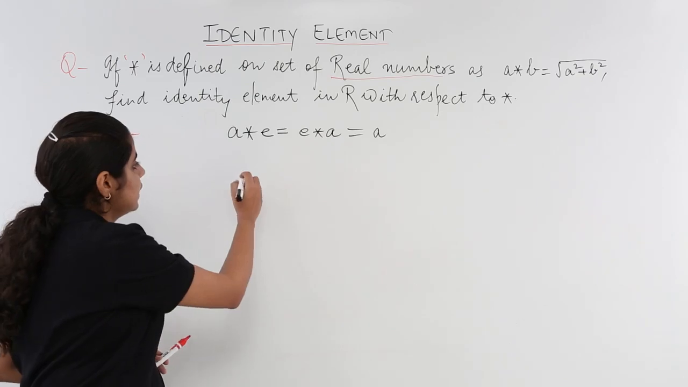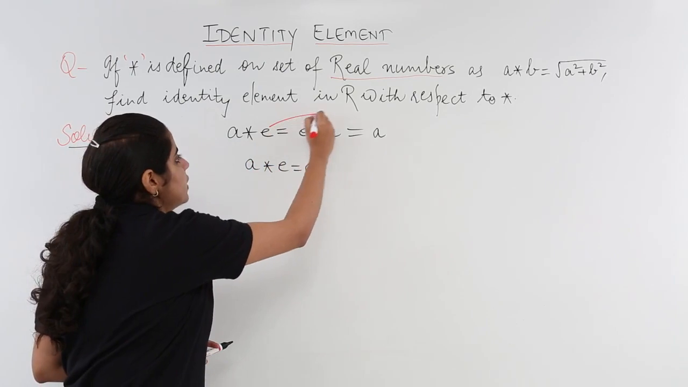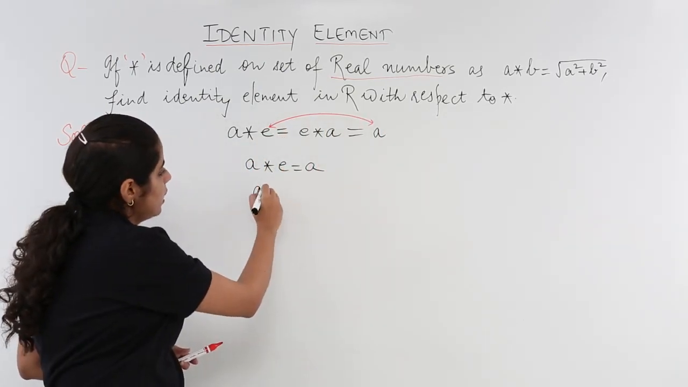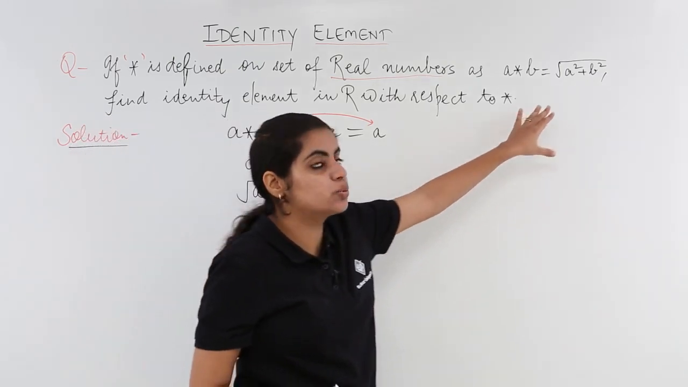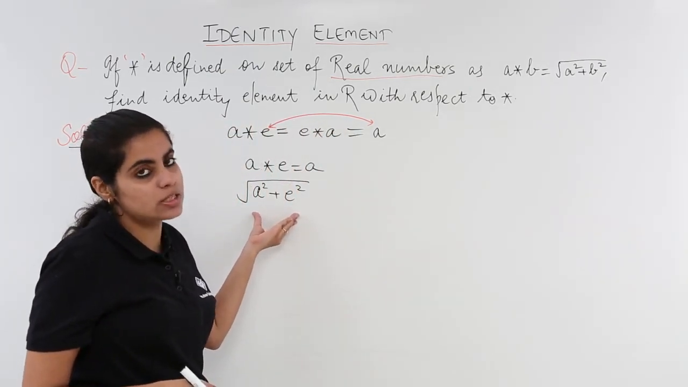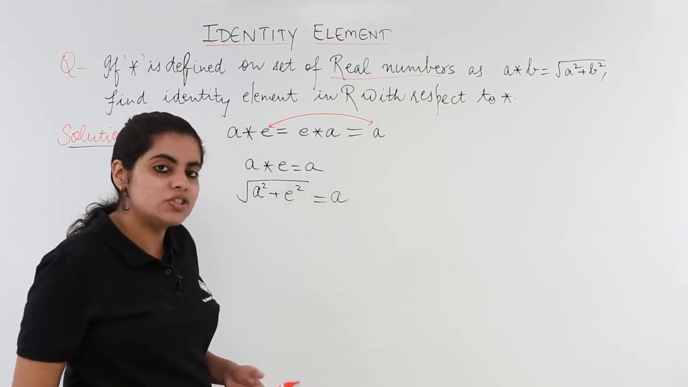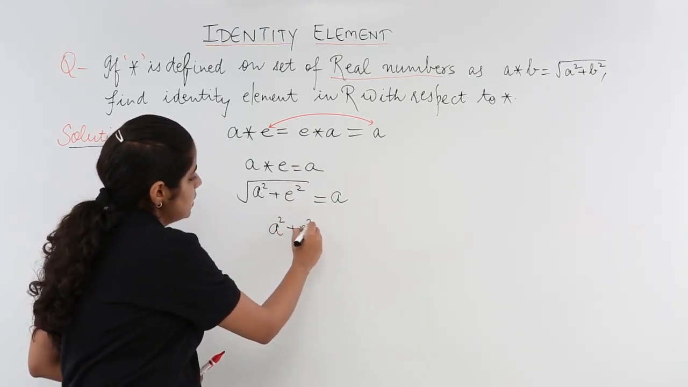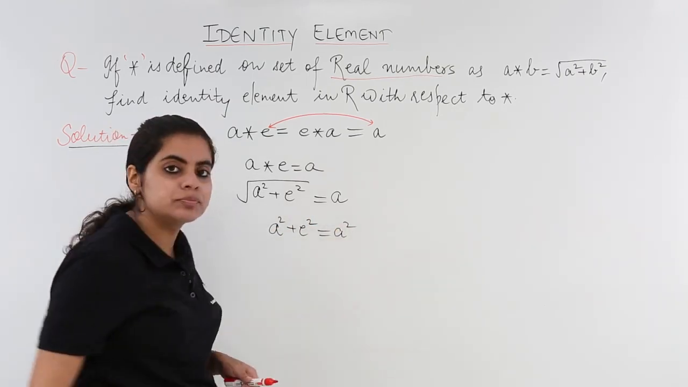So, if I consider a star e is equal to a only, that means the first and the third relation, I have under root a square plus e square. From where? From the question given to me, that means a star b is equal to under root a square plus b square. So, here goes under root a square plus e square is equal to a, which will remain as it is. Now, what we can do is we can just square both the sides. So, when you square both the sides, you have a square plus e square, that means under root gets removed, and here I have a square.